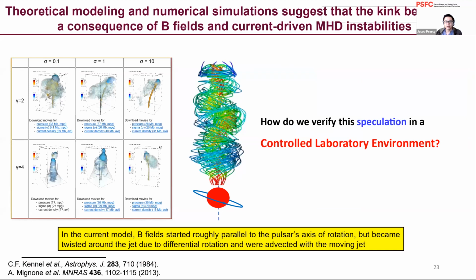So theoretical modeling and numerical simulations suggest that kink behavior, which is to say the clumping and directional changes of the jet, can be a consequence of the magnetic fields and current-driven MHD instabilities. So essentially in this model, the magnetic fields start roughly parallel to the pulsar's axis of rotation, but they become twisted around the jet due to differential rotation speeds, and then they're advected with the moving jet.